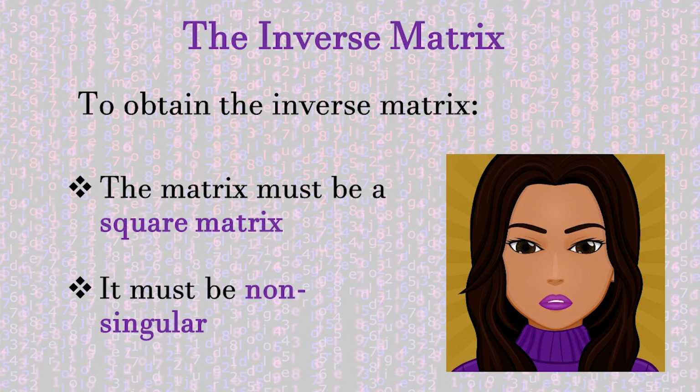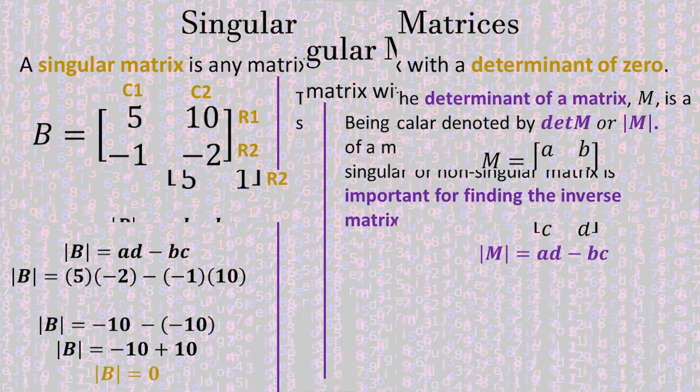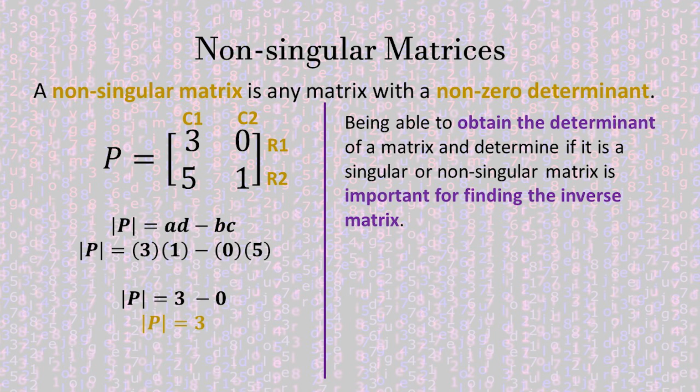Looking for the inverse of a matrix? Here's your checklist. It must be square, and it must be non-singular. Do you remember what it means to be non-singular? Let's talk. We know that there are singular matrices where a determinant is 0, and non-singular where a determinant is non-zero. Non-singular matrices are those matrices in particular which have inverses, and here's why.